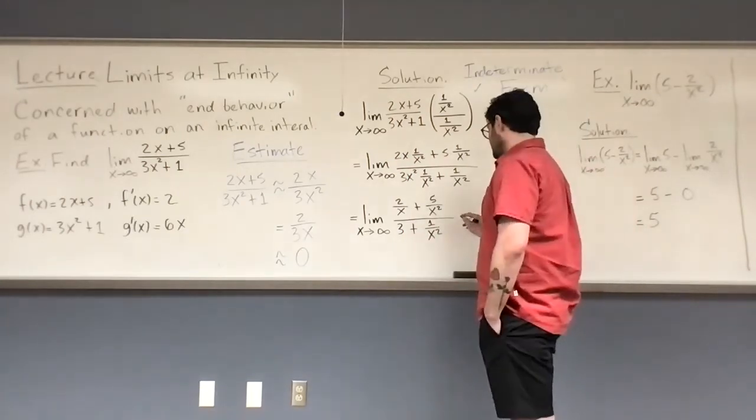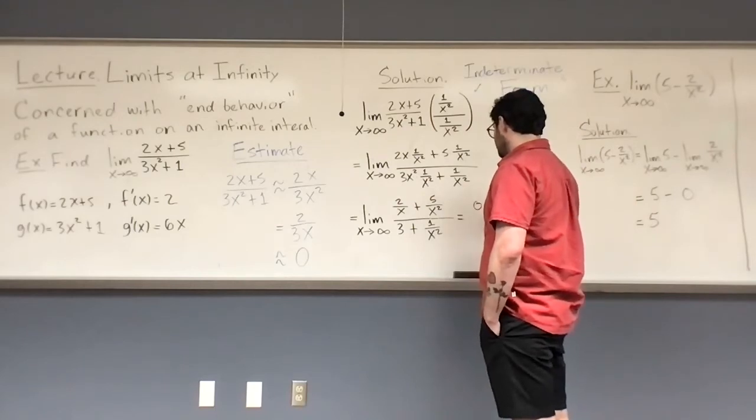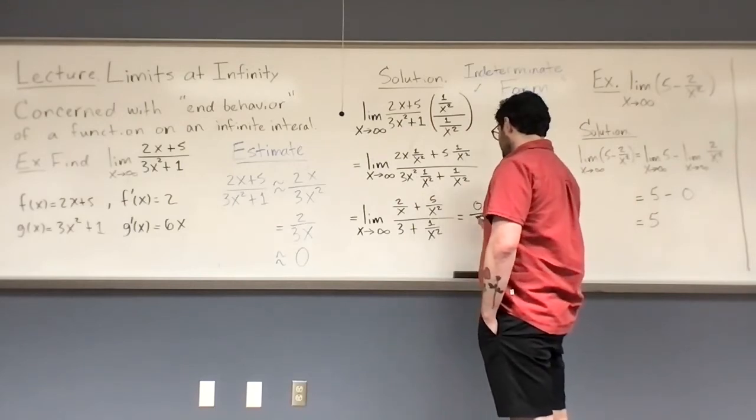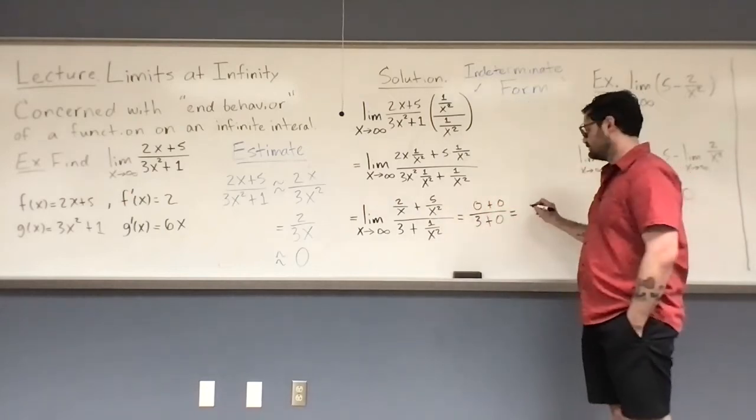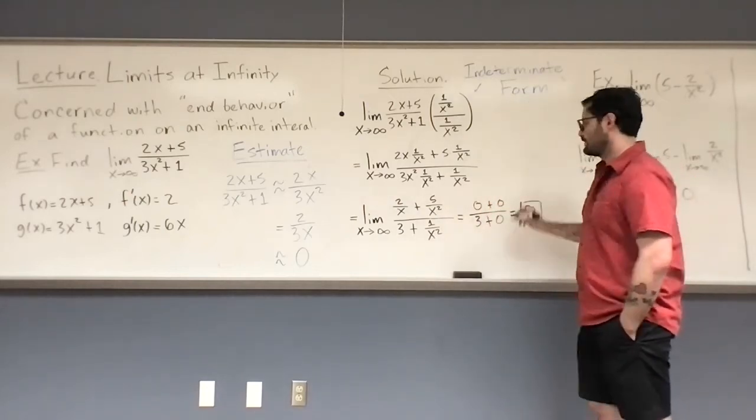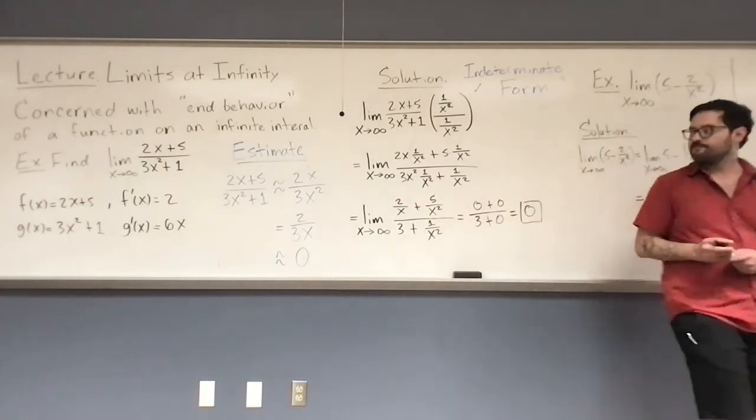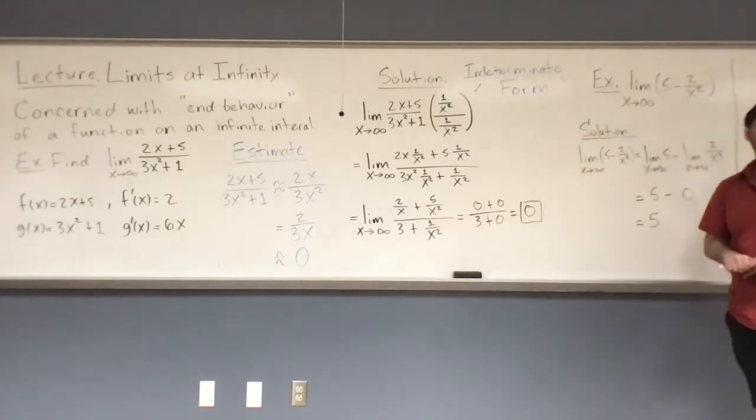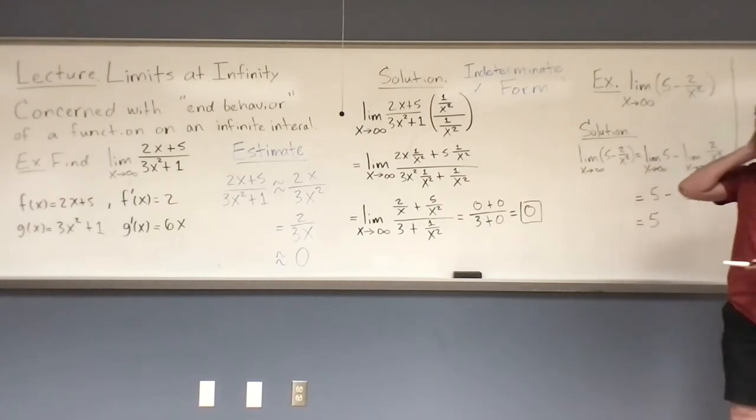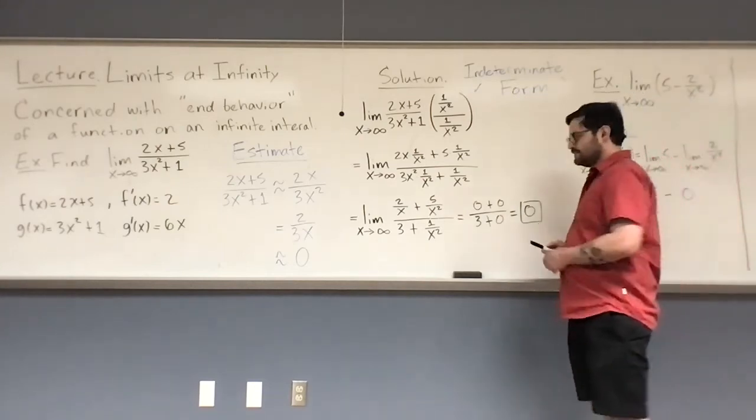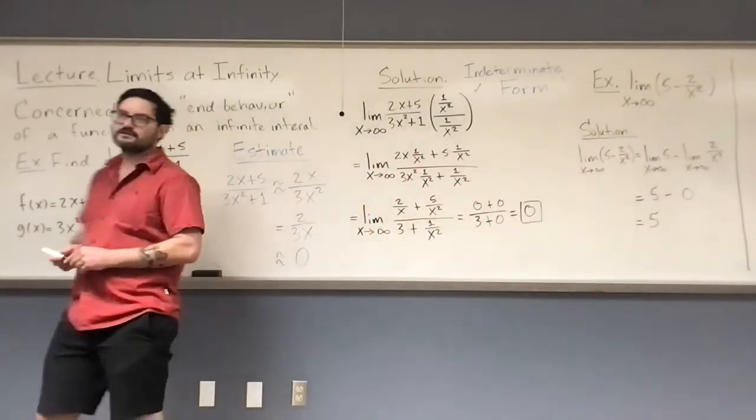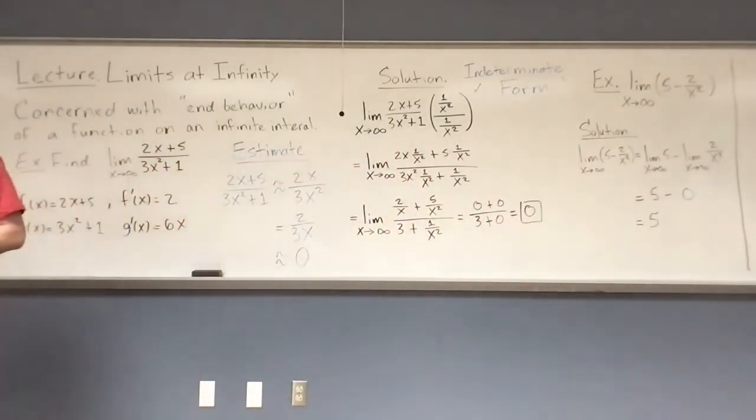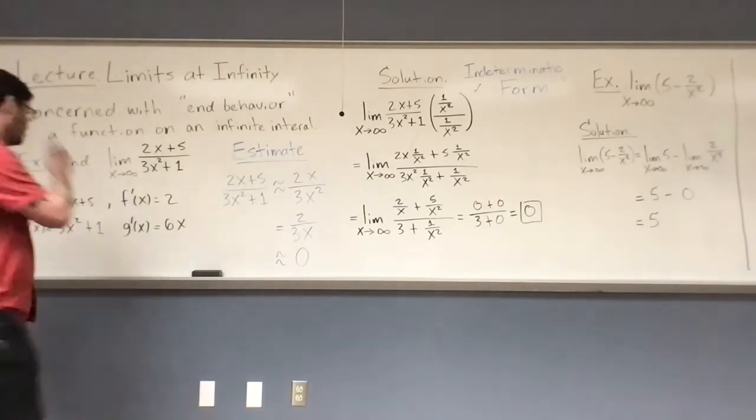So what are we left with? We're left with 0 plus 0 over 3 plus 0. 0 divided by anything is 0. And we verified that our estimate worked. Or no, we didn't verify, but we're more confident that the answer is correct. All right, so more examples.